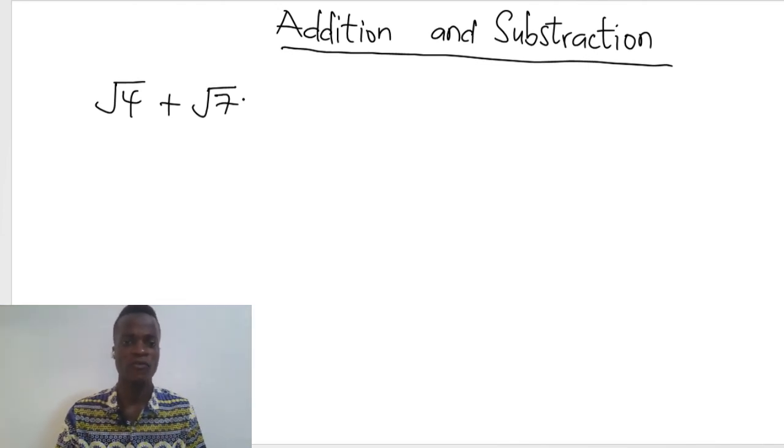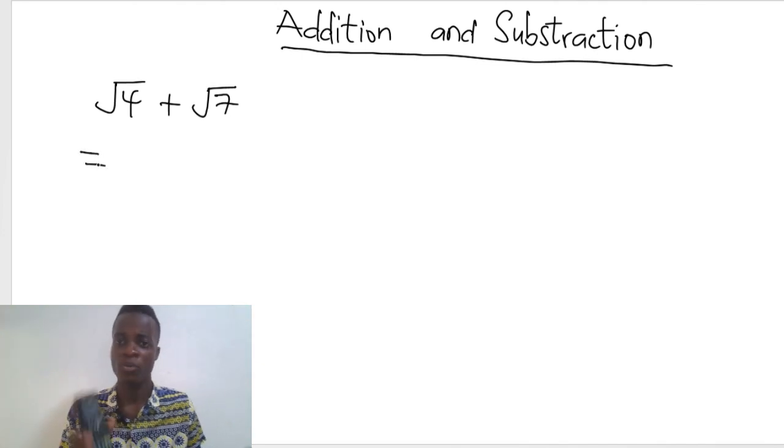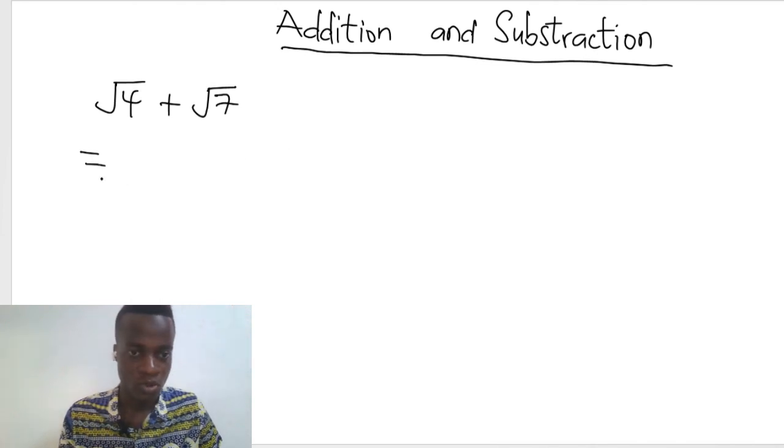So how do you go about that? Something like square root of 4 plus square root of 7. First you go step by step. Square root of 4, you go to the next line. Put square root of 4 in your calculator. What is square root of 4? Let me do it on my calculator. You enter that and press enter, you see your answer, and I got 2. So square root of 4 is 2.